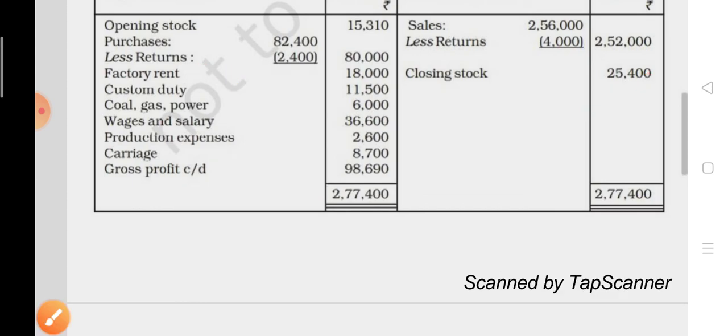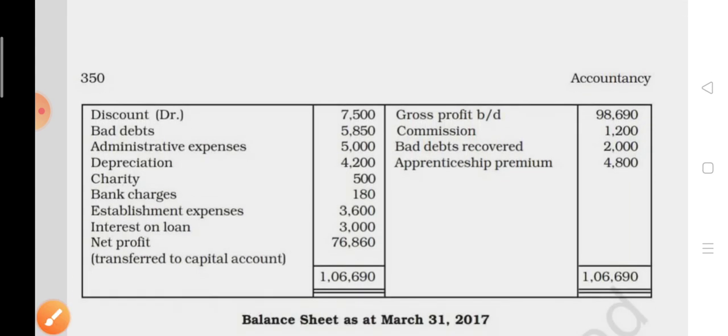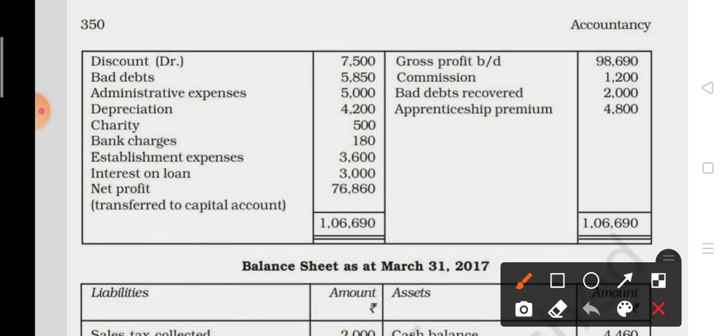Now this gross profit you have to transfer in the profit and loss account credit side, and after that you have to find out the expenses and income that you have to write down in the profit and loss account. So discount, in front of discount debit is written, it means this is the expense. If credit is written, you have to write down in this side, credit side.